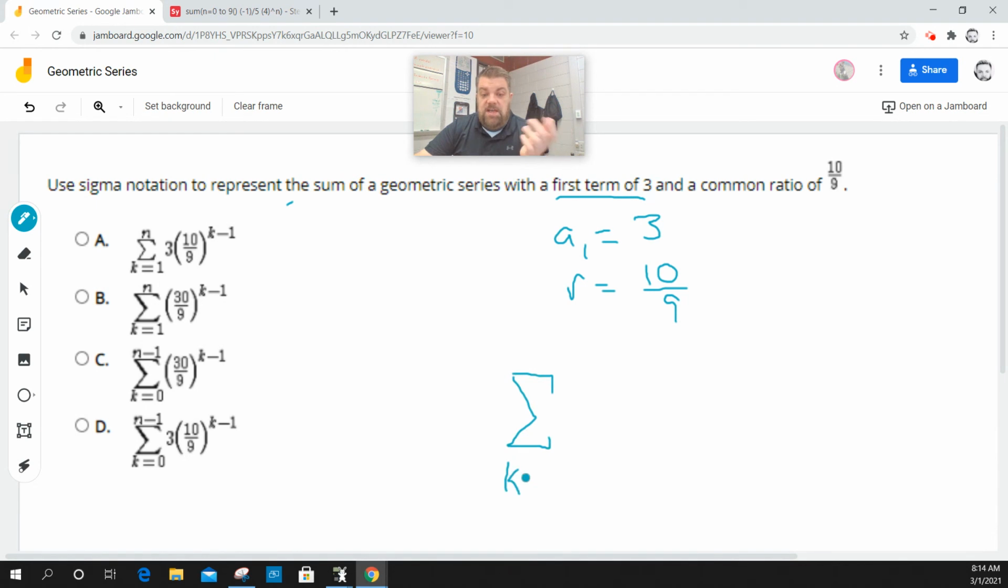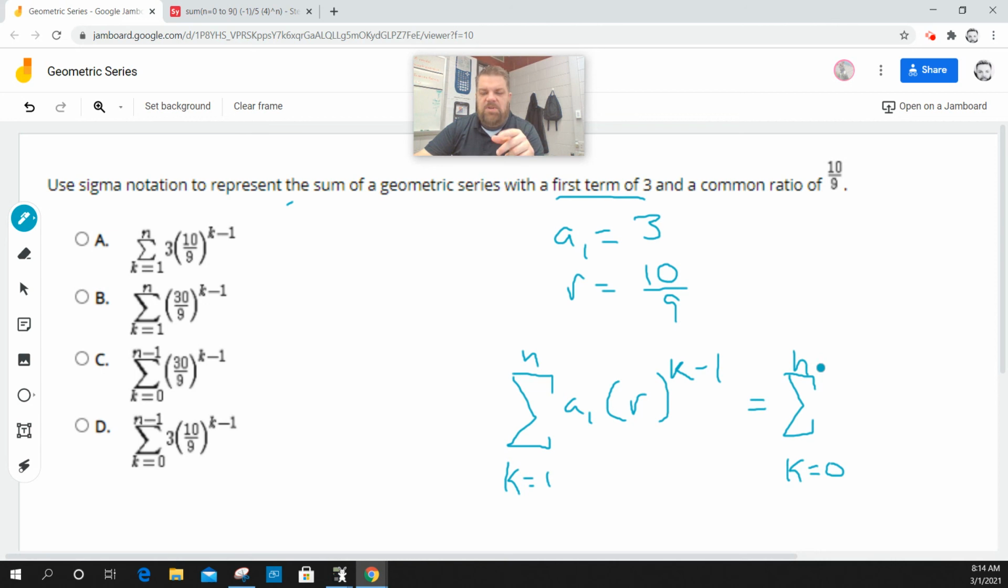One is you could say the sum from k equals 1 to n of a1 times r raised to the k minus 1. Now that's the one way to do it. The other way to do it is you could say k equals 0 to n, but it's like n minus 1.